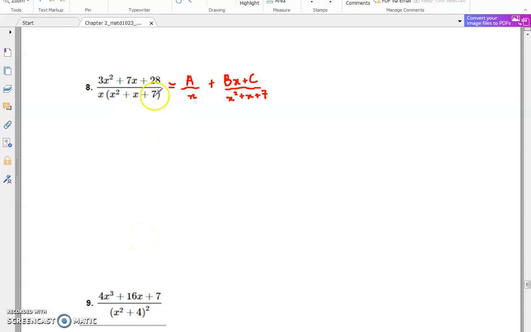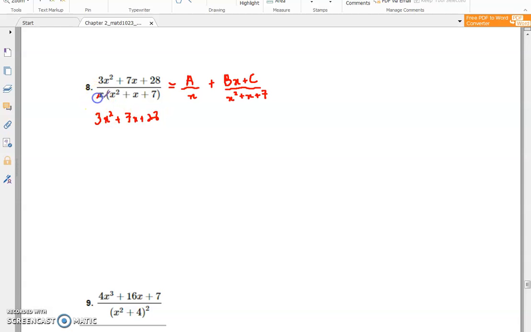Now we want to find the value of a, b and c, the constants in our partial fraction. In order to do that, we are going to bring all the denominators on the left hand side to the other side. So we are going to get here 3x squared plus 7x plus 28.